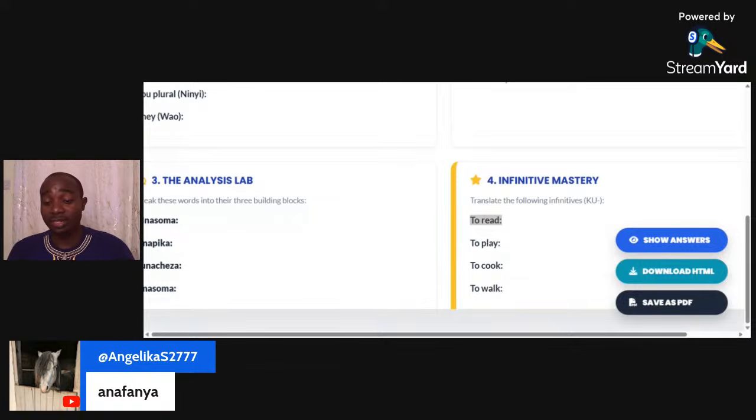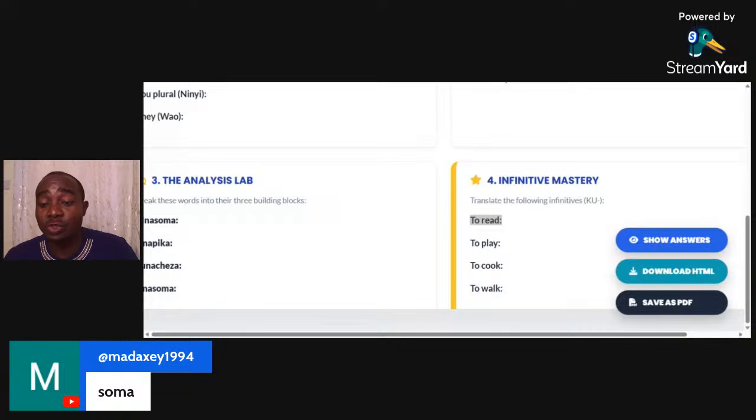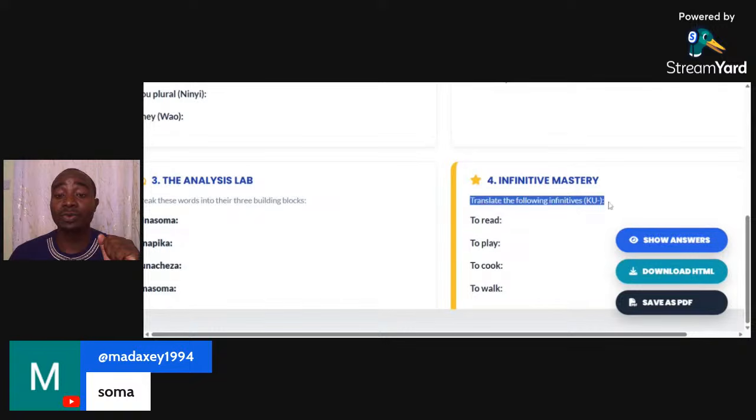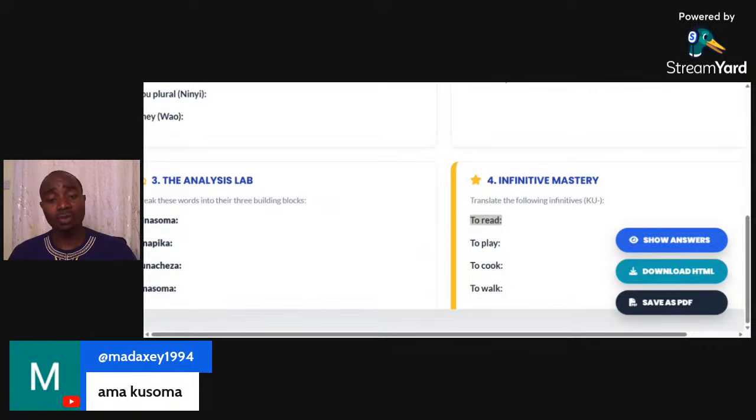We have encountered such a verb. To read. All right. Remember what we said about this? Translate the following using the infinitive ku. You need to follow the infinitive structure. In the beginning, we said the basic form of a Swahili verb has ku. Ku is like "to" in English. So to read: kusoma. Kusoma, to read. Asante. Number two, to play.